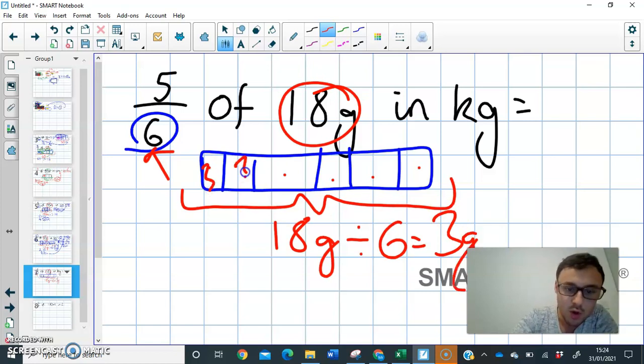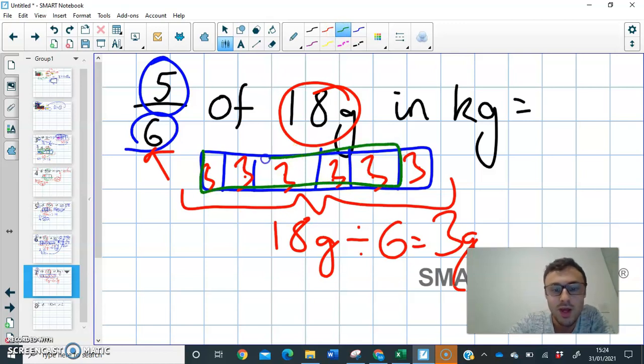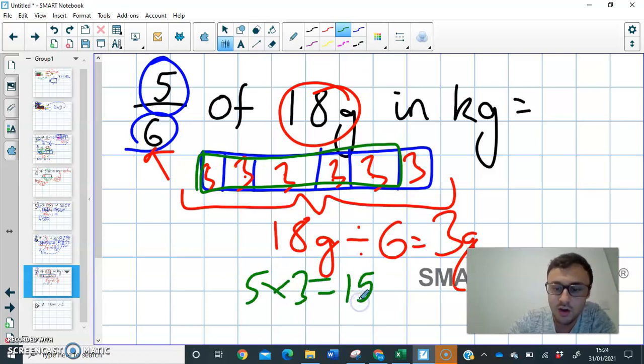So each of these are worth 3 grams, which is fine. The question wants me to find out what 5/6 of 18 is. So I need to make sure I include all 5 of them. Here they are. That's 5 lots of them. So I'm going to do 5 lots of 3, which is 15. So 5/6 of 18 is 15 grams. Okay, because I want 5 of them.